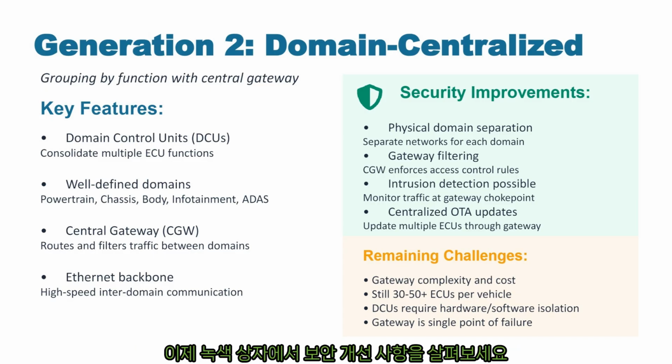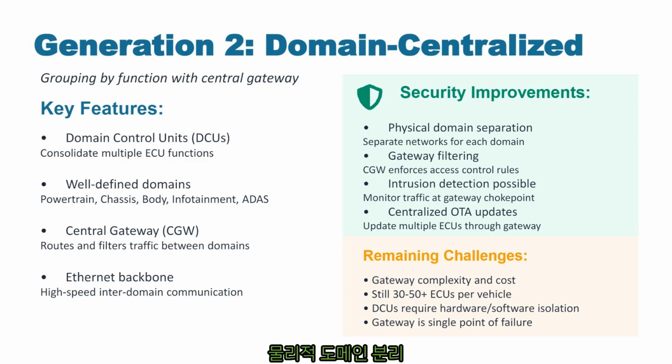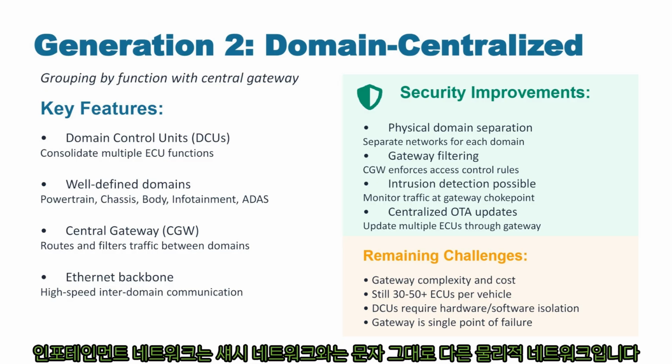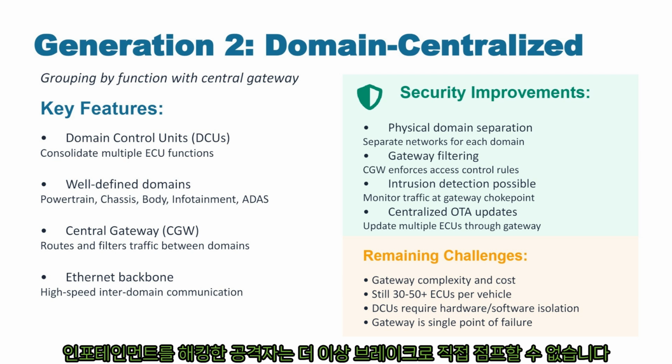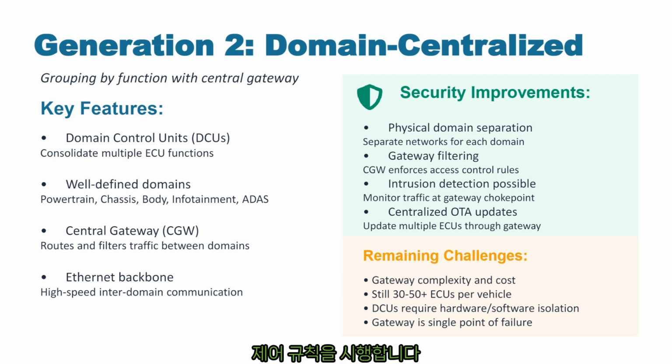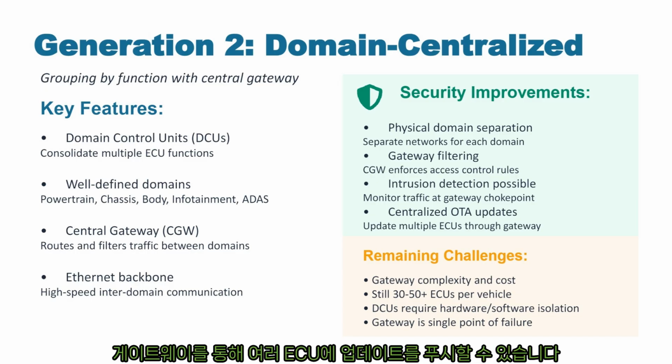Now look at the security improvements in the green box. Physical domain separation. The infotainment network is literally a different physical network than the chassis network. An attacker who compromises infotainment can't just jump directly to the brakes anymore. Gateway filtering. The CGW acts like a firewall, enforcing access control rules. This is huge. Intrusion detection becomes possible. Because all traffic flows through the gateway, we can monitor it for anomalies. Centralized OTA updates. We can now push updates to multiple ECUs through the gateway without requiring a dealer visit.